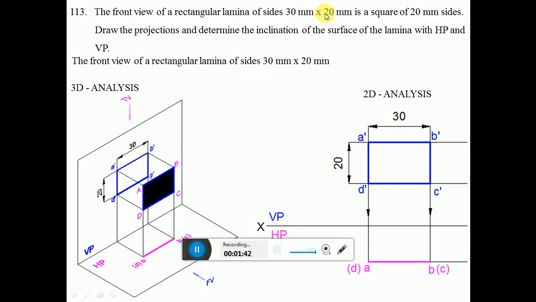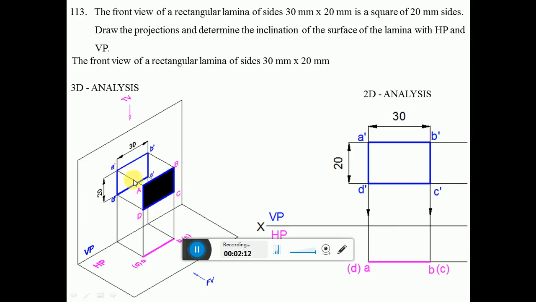The 30 mm can be reduced to 20 by rotating by a certain angle with respect to the vertical plane. That is how the initial position has to be considered: the 20 mm vertical and the 30 mm horizontal. So here is the front view of the rectangular lamina of size 30 mm by 20 mm. We have considered 20 mm here and 30 mm here, so the surface is parallel to VP.